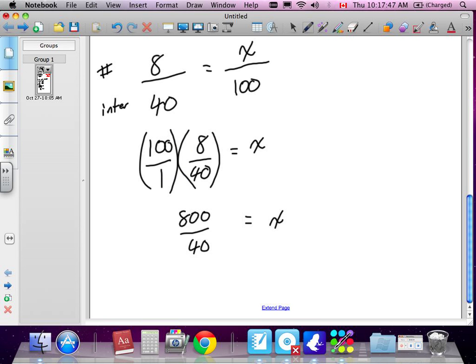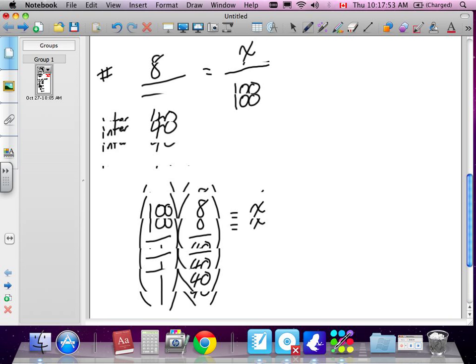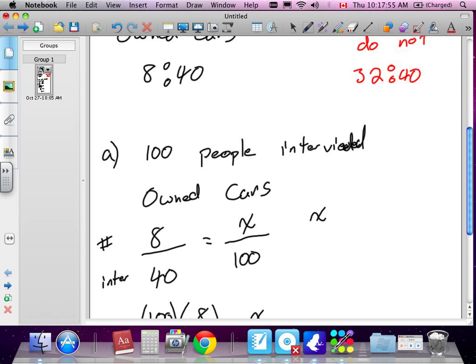X is going to be what number? 20. So if 100 people were interviewed, 20 of them would have said they owned cars. Okay? How many would not have owned cars? So we would have had a 20 to 10 ratio. Sorry, 20 to 100. How many would not have owned cars? Good.